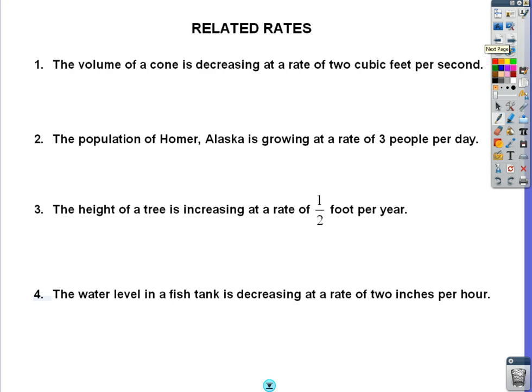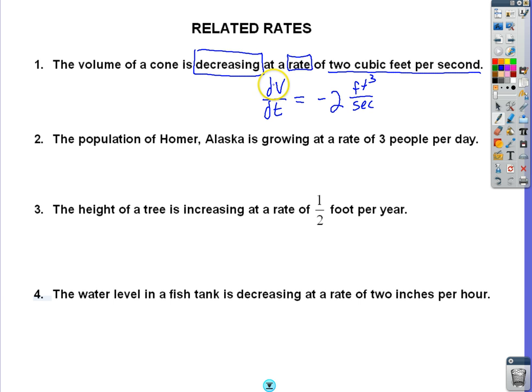It says the volume of a cone is decreasing at a rate of 2 cubic feet per second. Again, take what you know: 2 feet cubed per second. And it says it's decreasing, so you've got to be thinking, what is decreasing? Oh, that's negative. And now it says the volume at a rate, again, per second, dt. Volume, perhaps V. And it's an instantaneous rate, so it's dV/dt. And there it is.